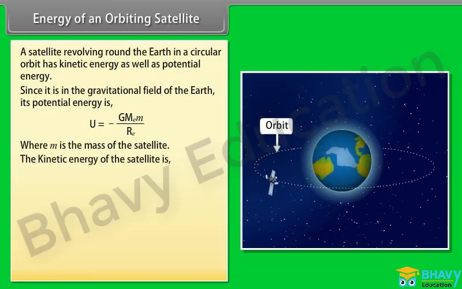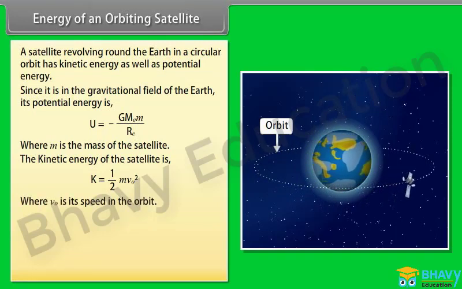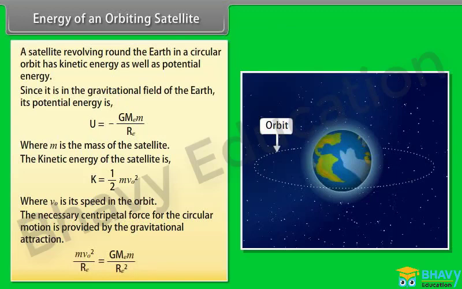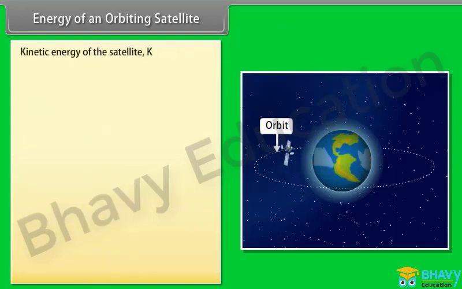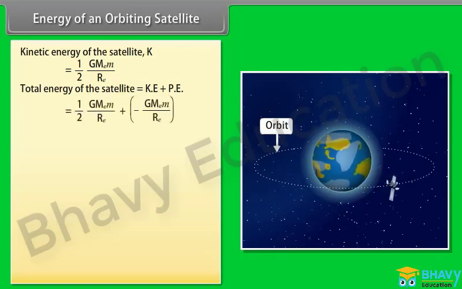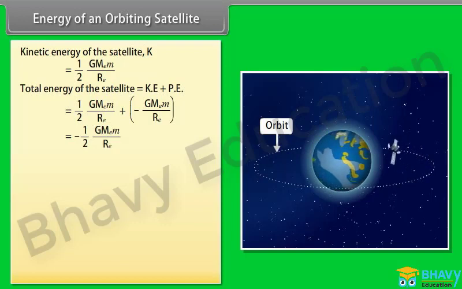The kinetic energy of the satellite is K = 1/2 mv0², where v0 is its speed in the orbit. The necessary centripetal force for the circular motion is provided by the gravitational attraction. Total energy of the satellite is equal to kinetic energy plus potential energy. On calculating, we get total energy = -1/2 GMEM/RE.